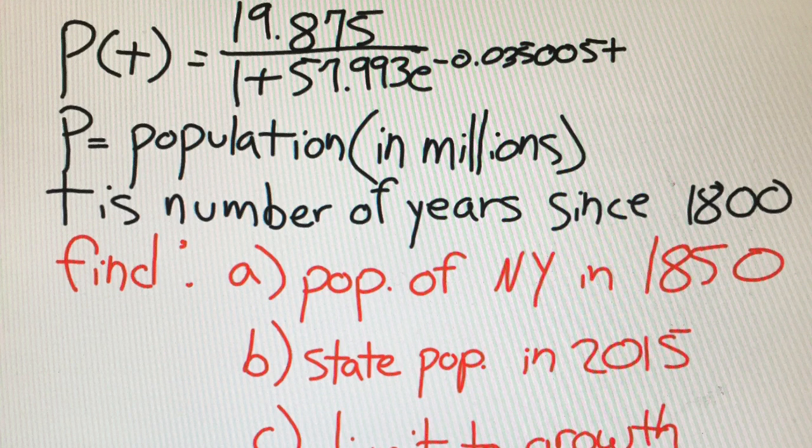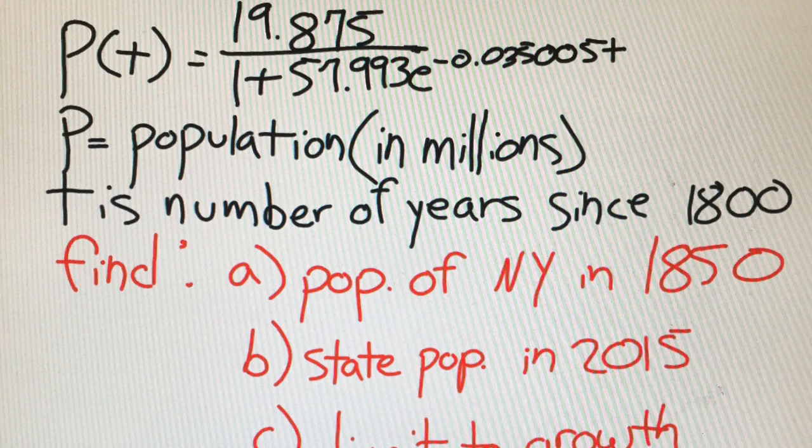Logistic functions are commonly used to predict population growth. However, instead of being f of x, they are p of t. In this example, p is equal to the population in millions, and t is equal to the years since 1800.